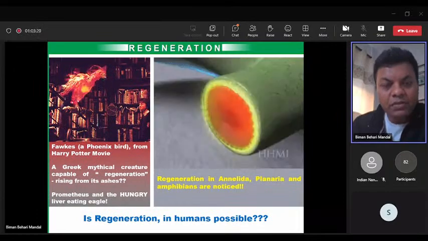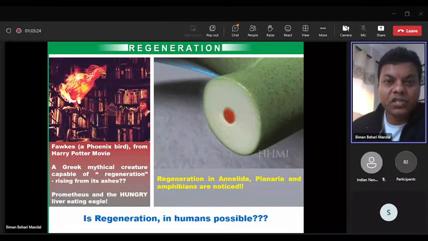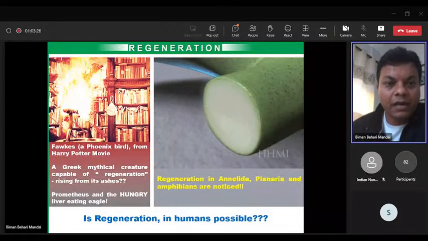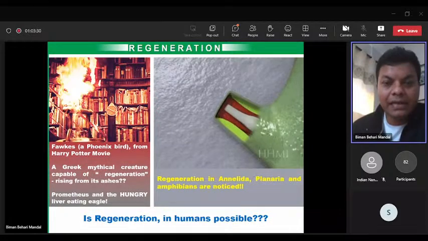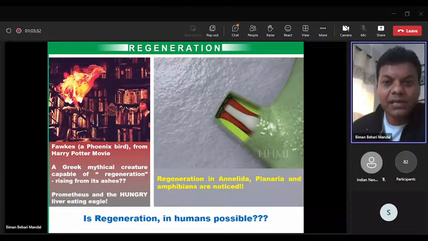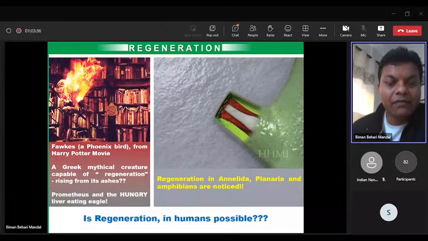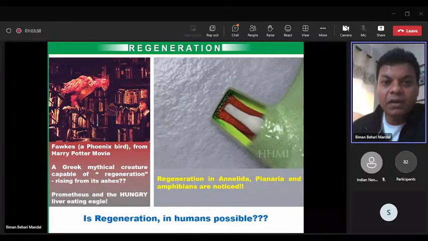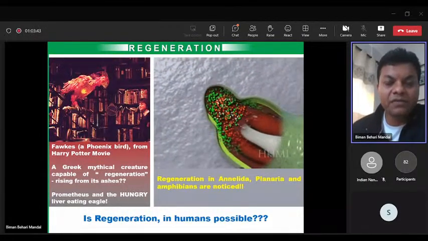Also, I would like to briefly take you through some life experiences which we do at times ignore, particularly tadpoles, planaria, annelids, amphibians, lizards particularly. If we touch the tail, we have observed that the tail falls off, and with time, maybe in a couple of weeks or a month's time, the tail grows back, and the same thing happens with the limbs.